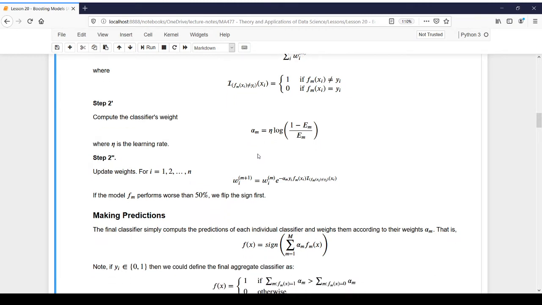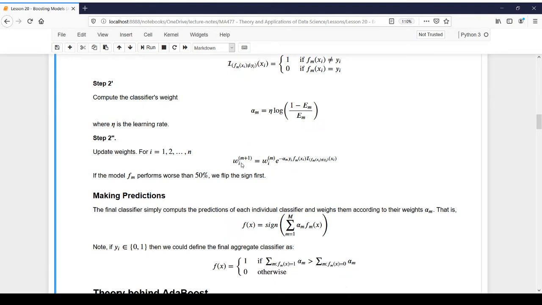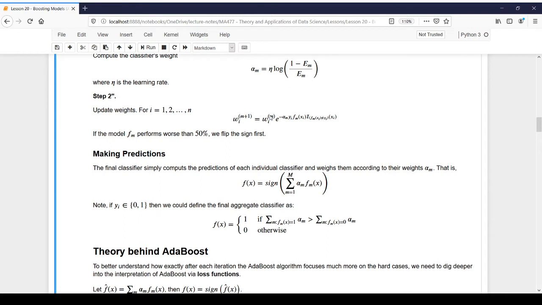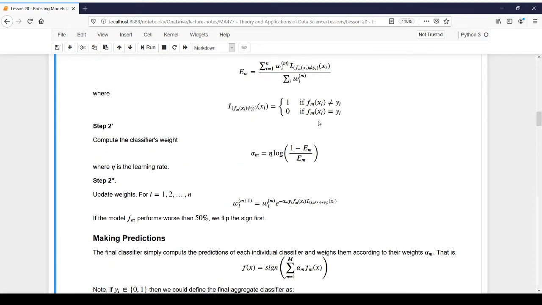then you want to update the weights associated with the training samples. It seems a little convoluted maybe, but let's just go through it. It's not actually complicated at all. Let's consider two cases. Suppose that the training instance xi was classified correctly. Then this indicator function is just going to be 0, so this exponential is going to be just 1. So the weight on the next stage is just going to stay the same as the weight on the current stage.